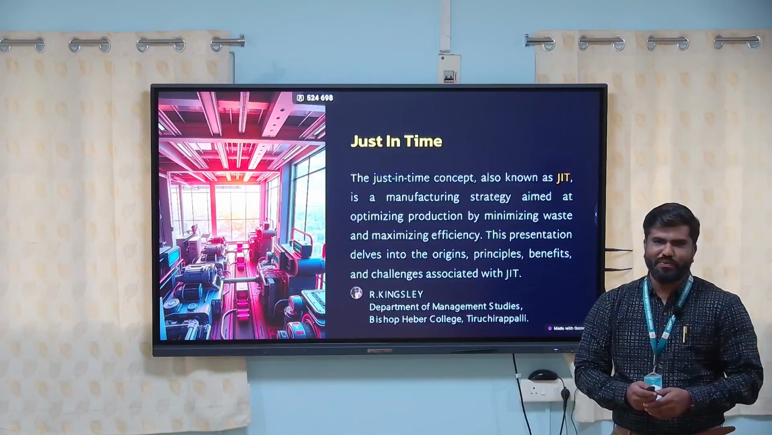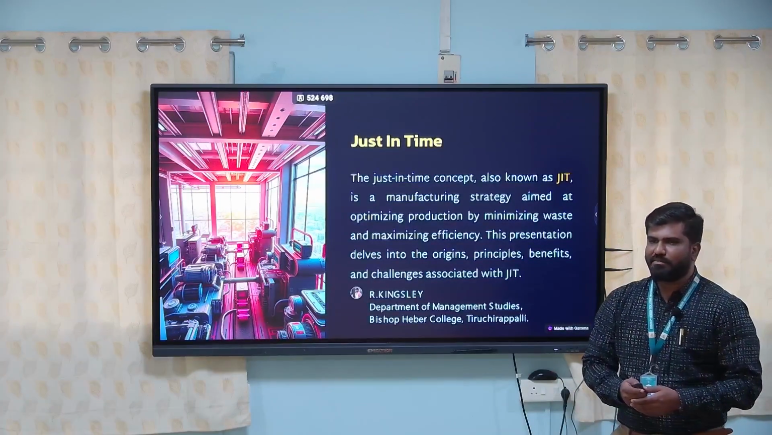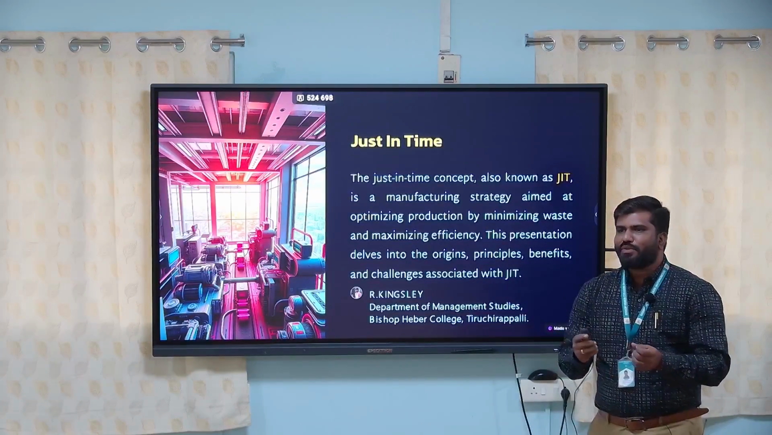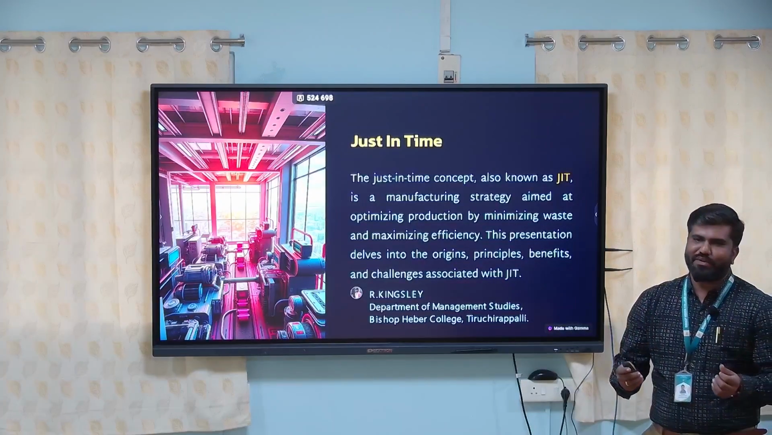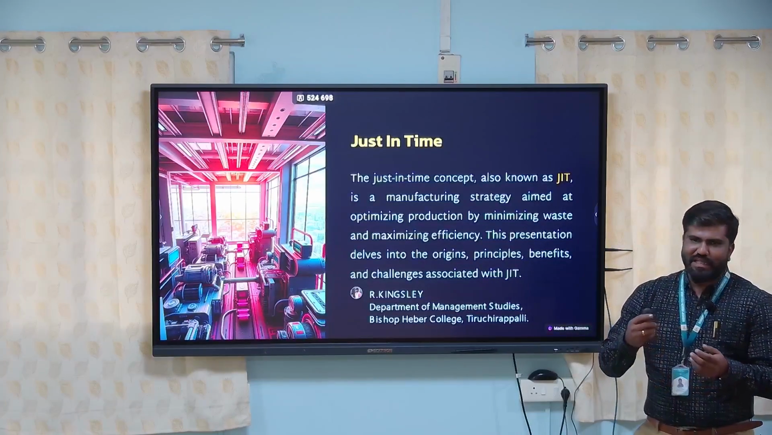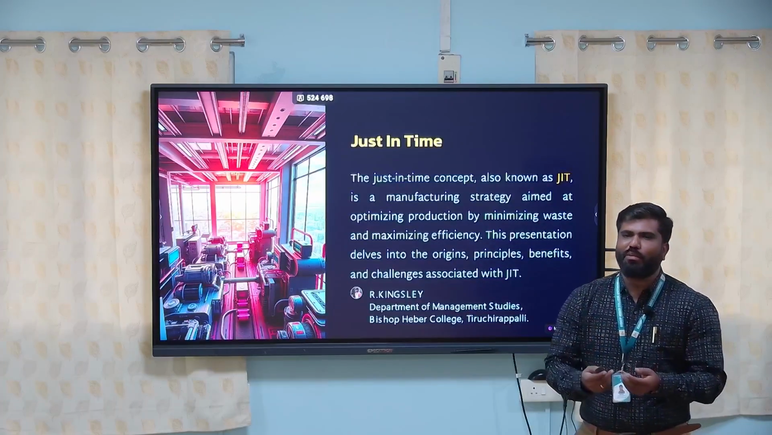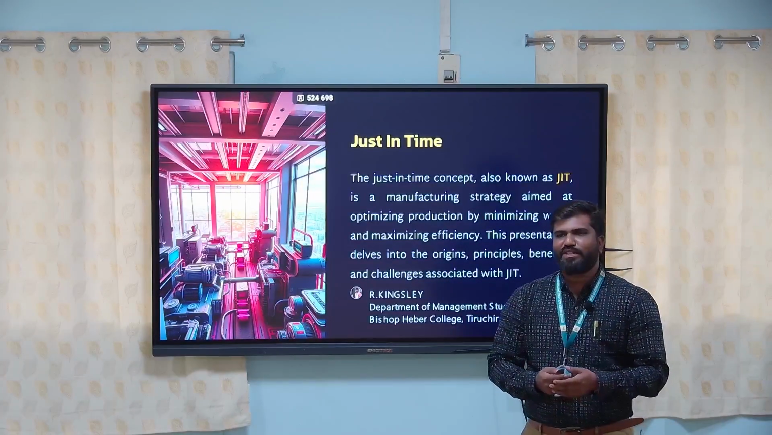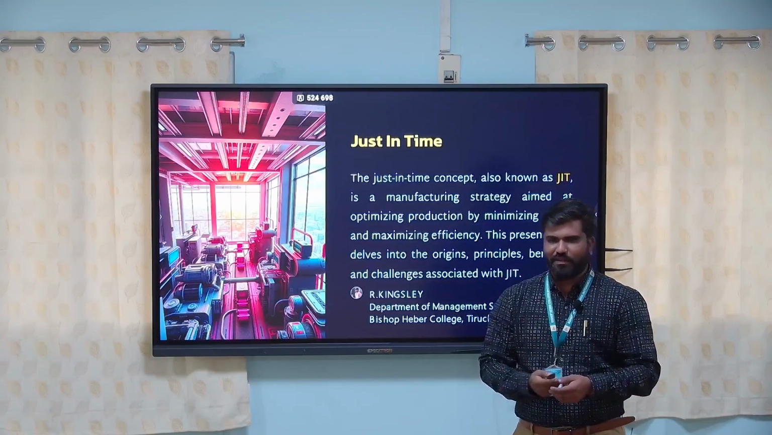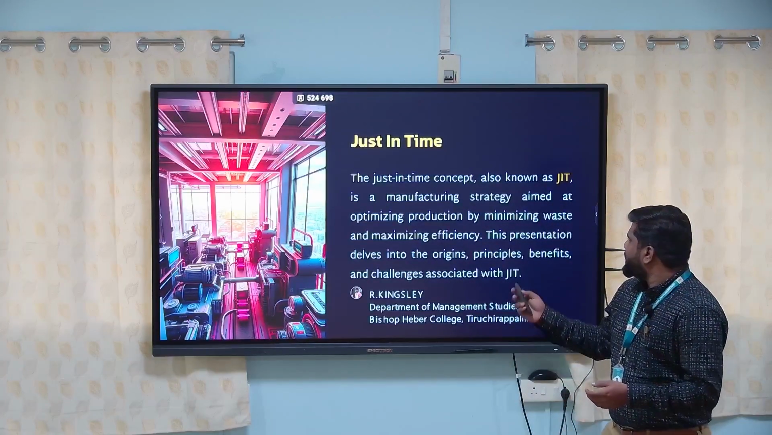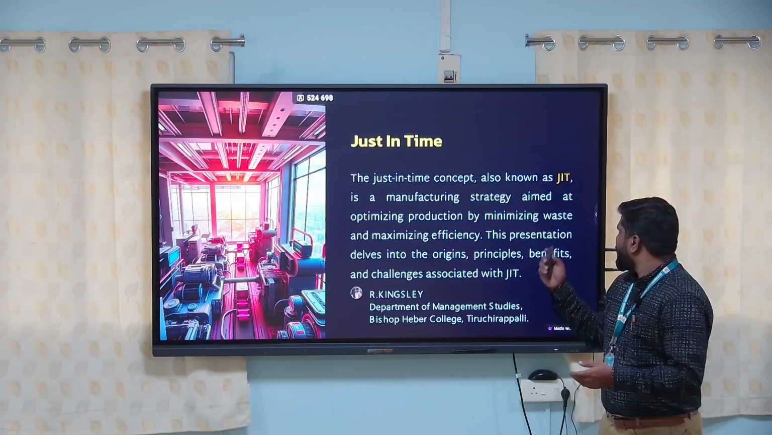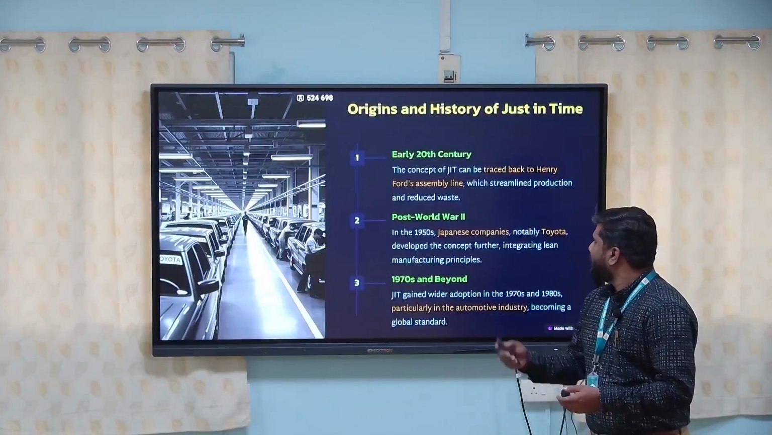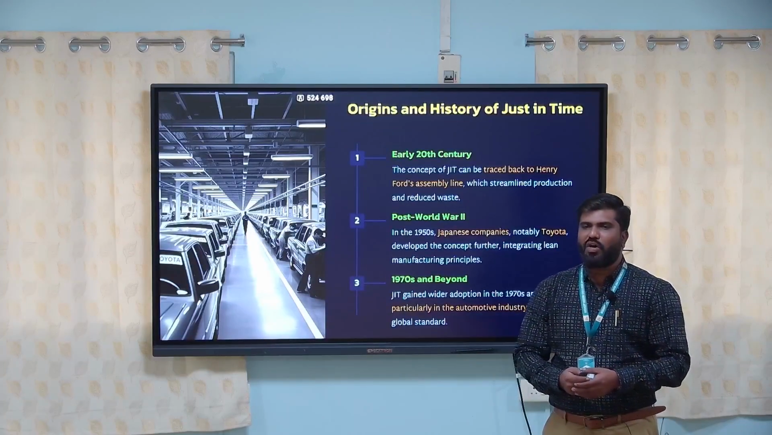Today I am going to introduce you to a special topic, just in time. Just in time is a manufacturing technique which is used by most of the manufacturing units all over the world. So I am going to teach you something new about just in time. What is the concept of just in time, how it actually started, and how it's moving the manufacturing world to the next level. To start with, it's a manufacturing strategy aimed at optimizing production by minimizing waste and maximizing the efficiency.